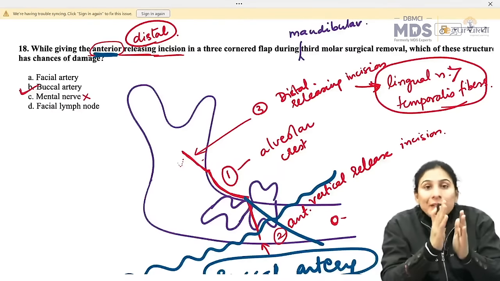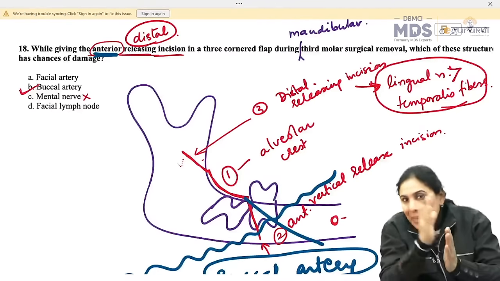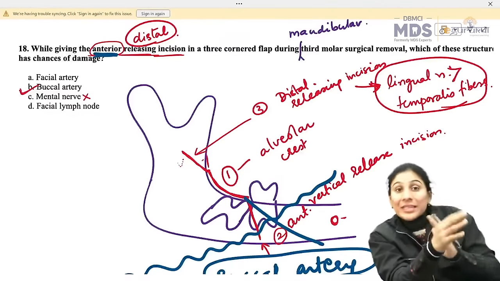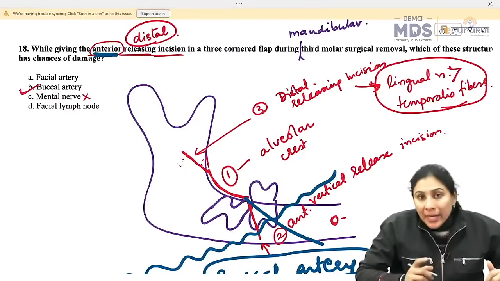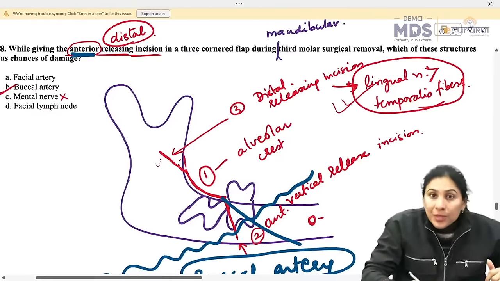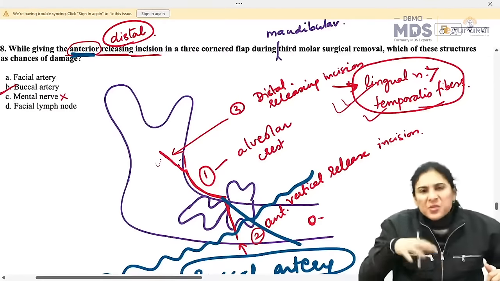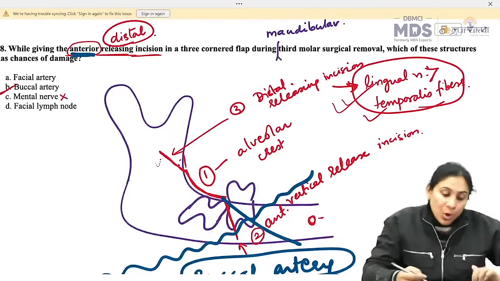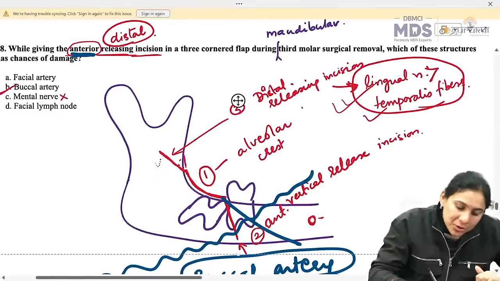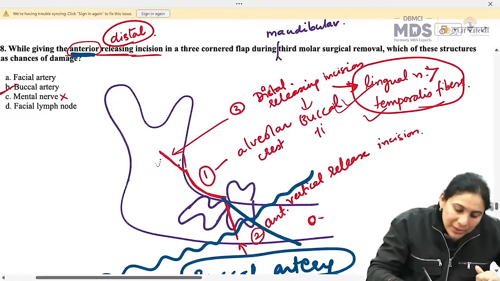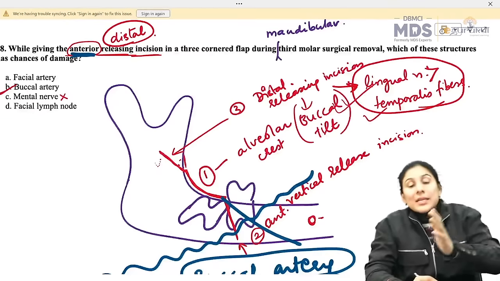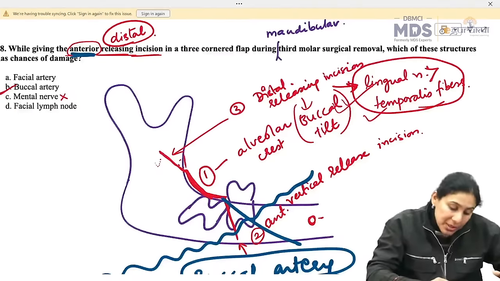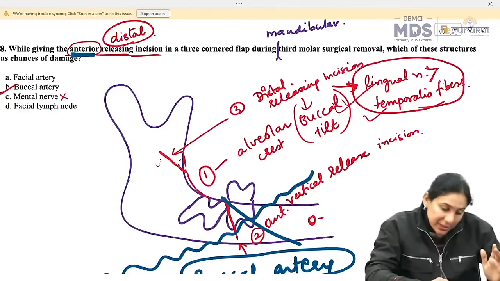Okay. We tilt the distal releasing incision buccally. Instead of taking it medially, medial to the ramus, we take it laterally, lateral to the ramus. Why? To protect the lingual nerve and to protect the temporalis fibers from getting stripped and causing post-operative trismus. So that is the purpose of tilting the distal releasing incision buccally, to give a buccal tilt to the distal releasing incision. So you palpate the coronoid process. You palpate the anterior border of ramus.